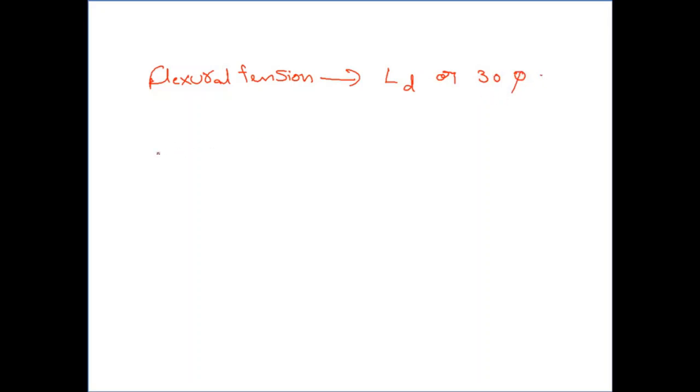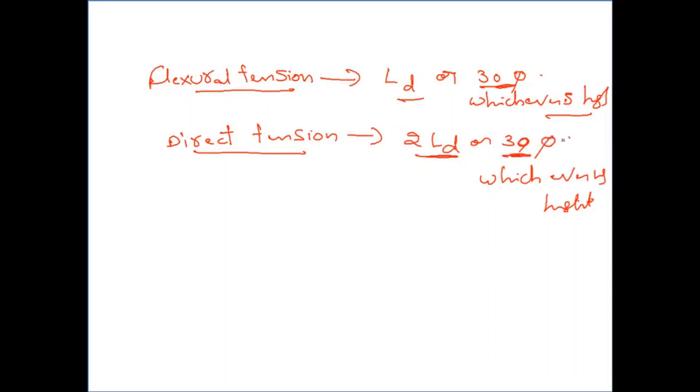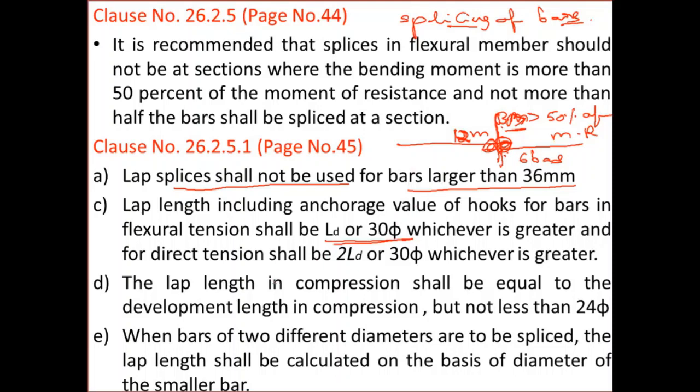Okay, Ld or 35φ. Suppose it is direct tension, then it is the maximum of 2Ld or 35φ, whichever is high. Okay, so the length of splicing must be Ld or 35φ, whichever is high, if the bars are in flexural tension. If the bars are in direct tension, then it is the maximum of 2Ld or 35φ. Okay, then the lap length in compression shall be equal to the development length in compression, but not less than 24φ. Okay, not less than 24φ.